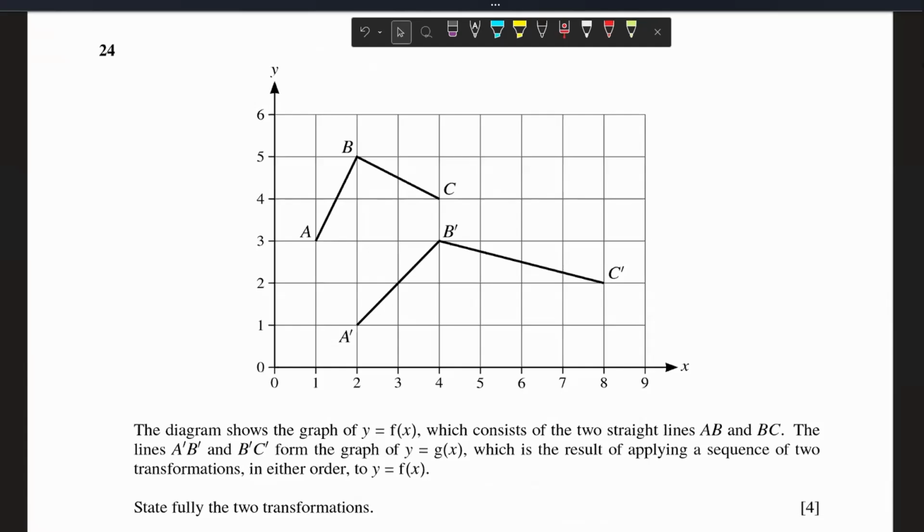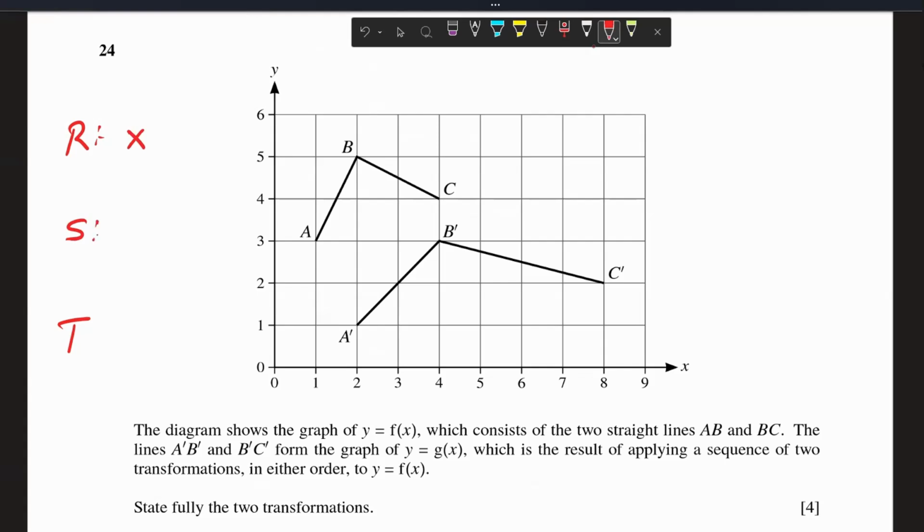The lines A dash B dash and B dash C dash form the graph of y equals g of x, which is the result of applying a sequence of two transformations in either order to y equals f of x. State fully the two transformations. All right. Reflection, stretch, translation. It doesn't seem like there's any reflection.